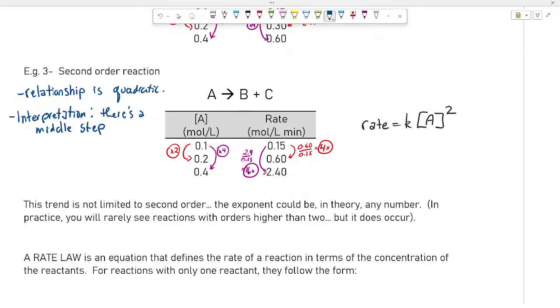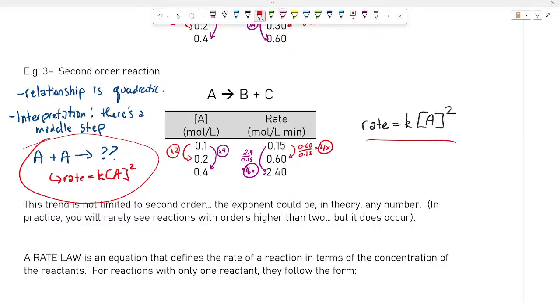We don't know how many steps there are. This could be a 52-step reaction. But one of the steps has to be what? One of the steps has to be A bumping into A and doing something. Does that make sense? Because the rate of that would be rate equals k times the concentration of A squared. Does that make sense? That we can make a physical interpretation from what we observe with the rate. Does that kind of feel semi-logical?